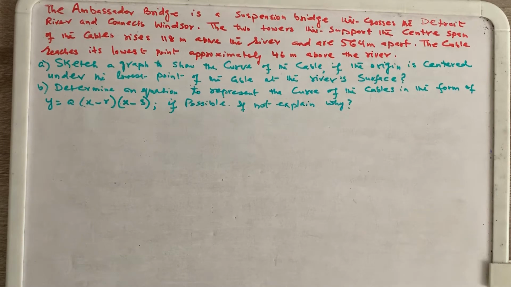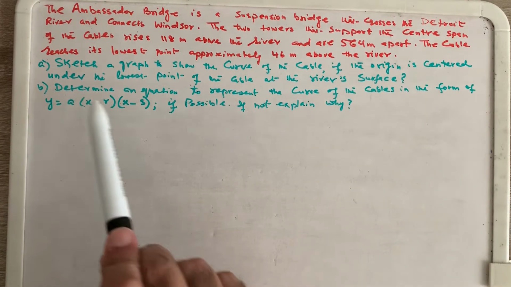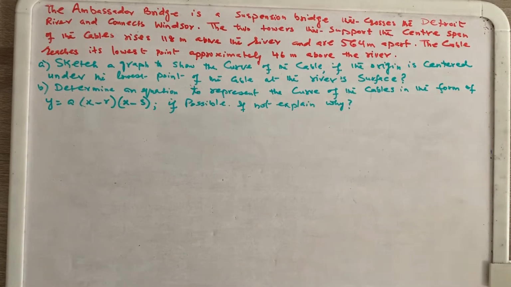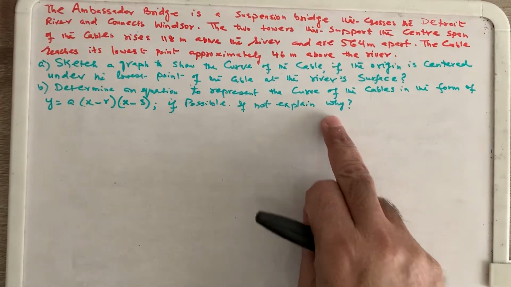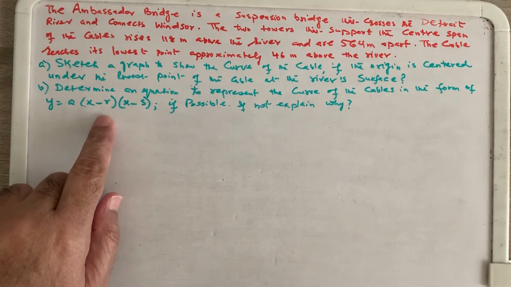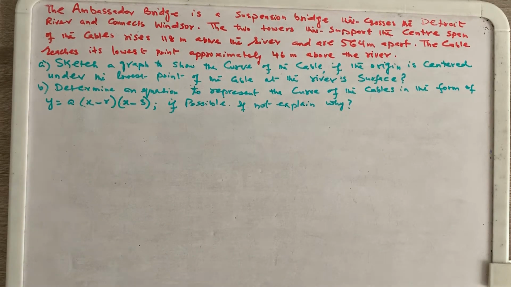So one thing is to sketch the graph, and the second thing is to determine an equation to represent the curve of the cable in the form y equals a times x minus r times x minus s, which is factored form, right? If possible. If not, explain why. So we will see the graph, and if this graph cuts the x-axis, that means it has x-intercepts, and then it can be written in this form. So we have to look at the graph first, and then we will determine part B of this question.